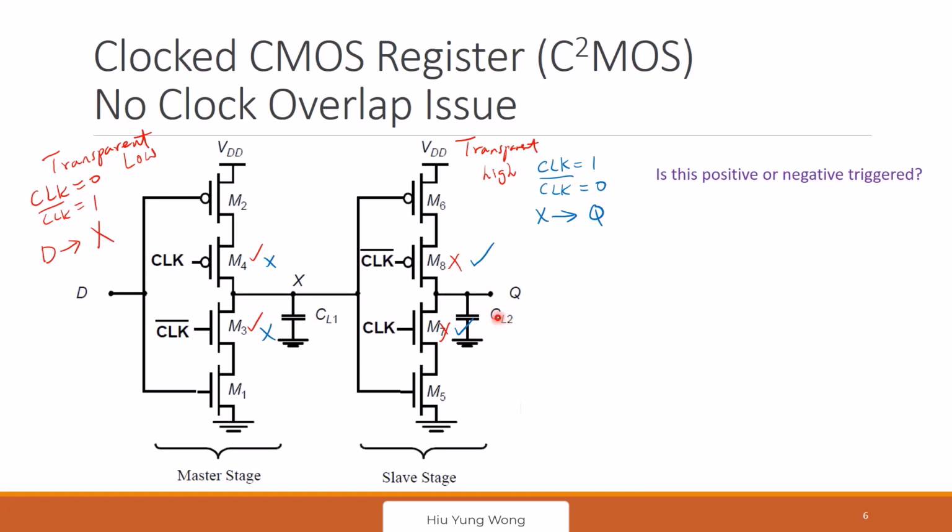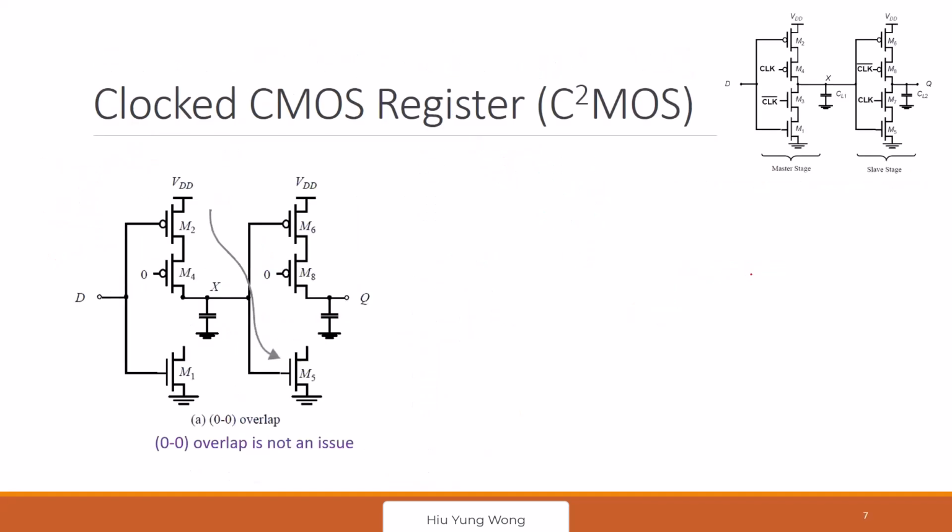And because of this, this is transparent. This is what, positive or negative? This is positive edge trigger. Thank you, right? Let's do this again. When this is the clock, during this time, D goes to X. And during this time, X goes to Q. Then it appears that this is a positive edge trigger. Okay? Very simple, right? Now let's study. Any questions?